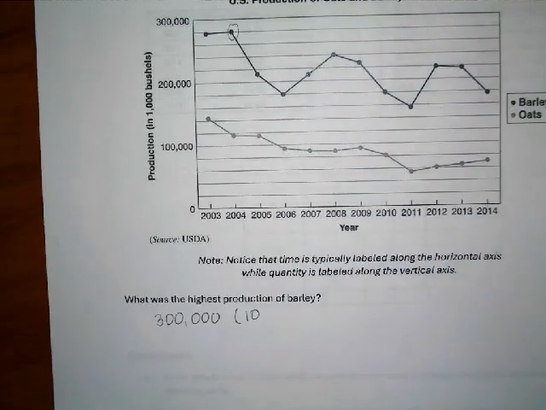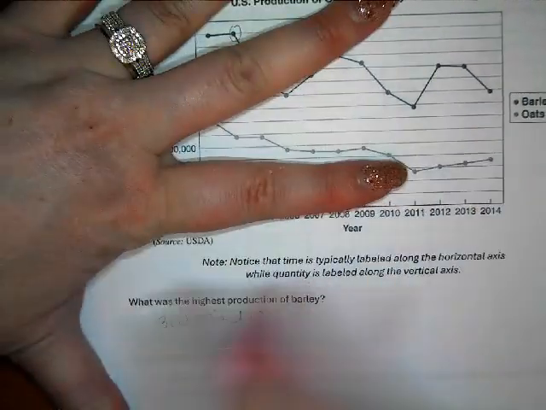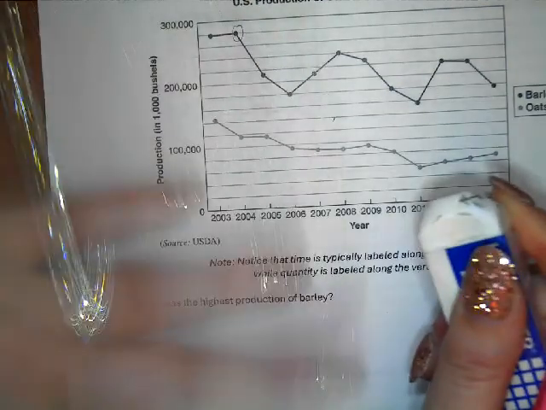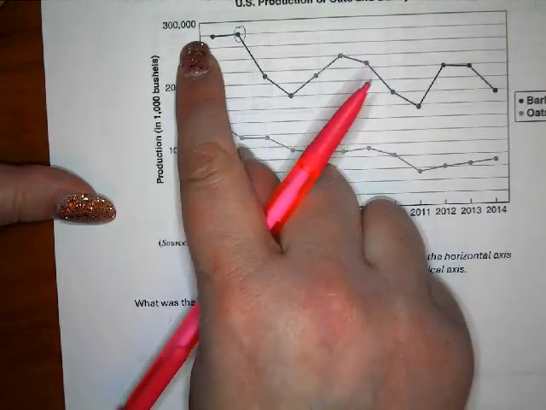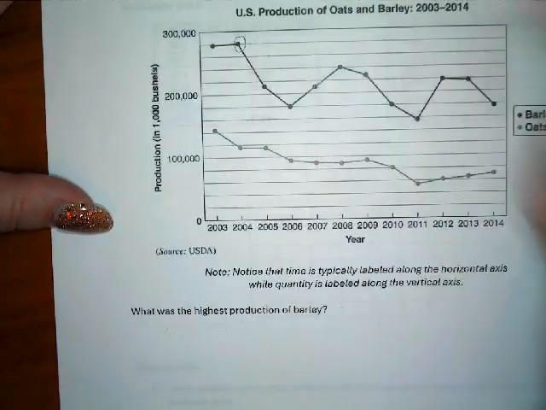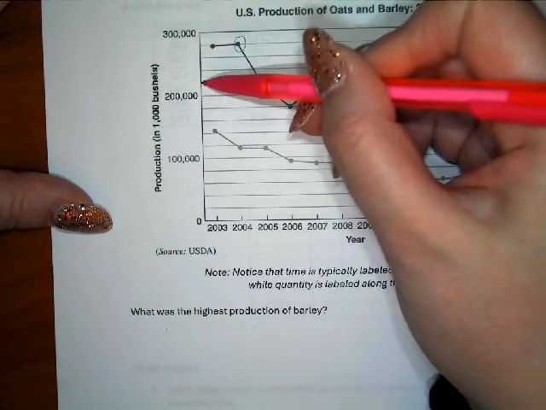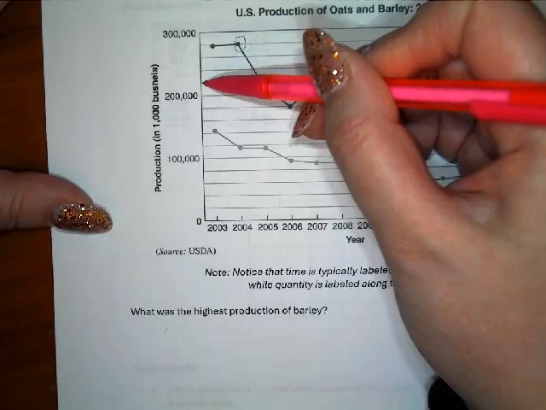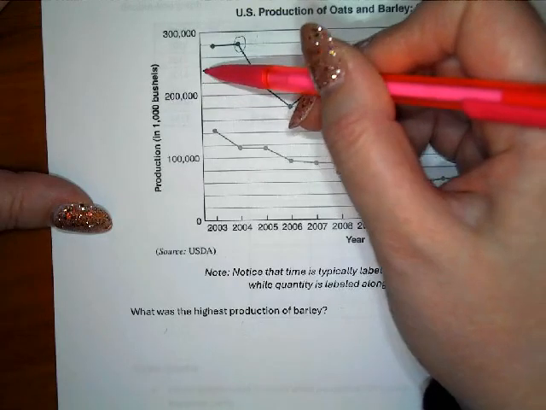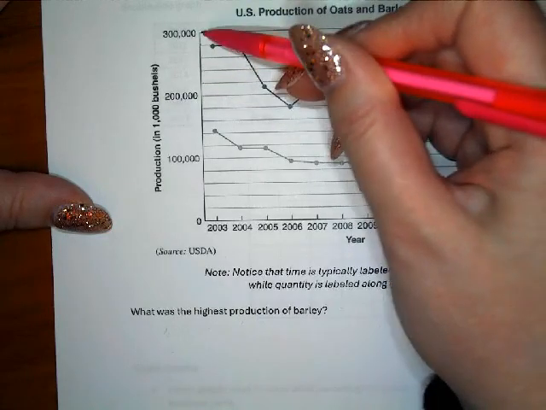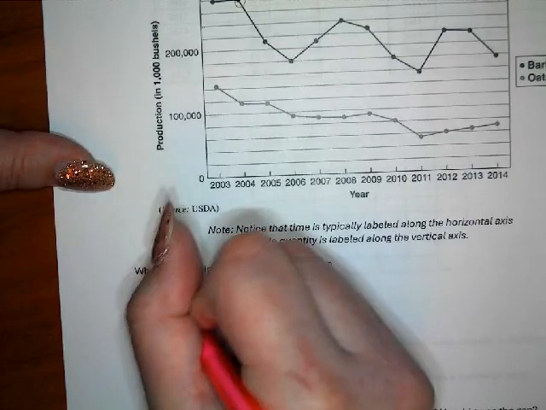It's whatever this line is that's just under 300,000. So it looks like these go by twos. 200, 220, 240, 260, 280, then 300. Okay, so 280,000 multiplied by 1,000.